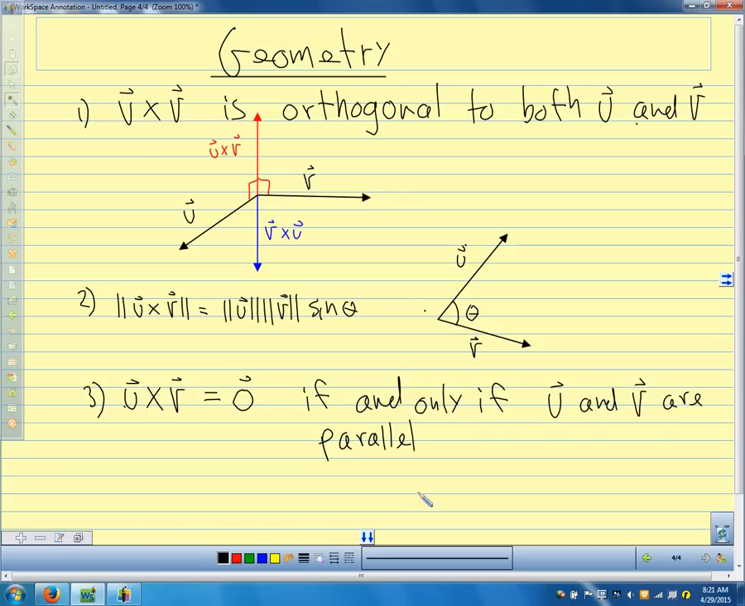So if the cross product of two vectors is 0, that tells us immediately that those two vectors are parallel. And if we know that the vectors are parallel, we know without even doing the cross product that the cross product is going to be 0. And we can see that here: if the two vectors are parallel, the angle between them is 0, and the sine of 0 is 0. So the magnitude of U cross V is going to be 0. We get a lot of good information from the cross product.